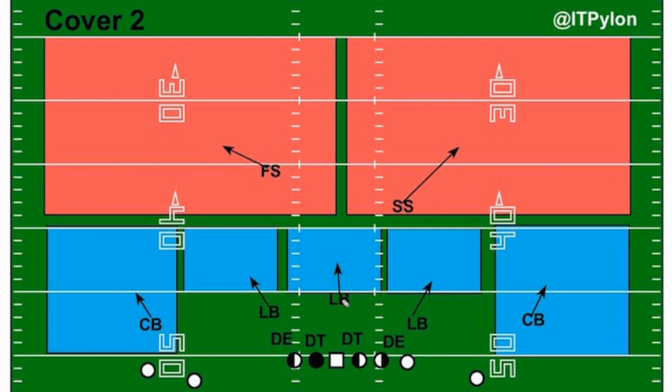The difference too is you'll hear Tampa 2 oftentimes, and that takes this middle linebacker. That's essentially cover 3. So Tampa 2 takes this middle linebacker, and now he has the middle area with these guys still splitting the difference 50-50.